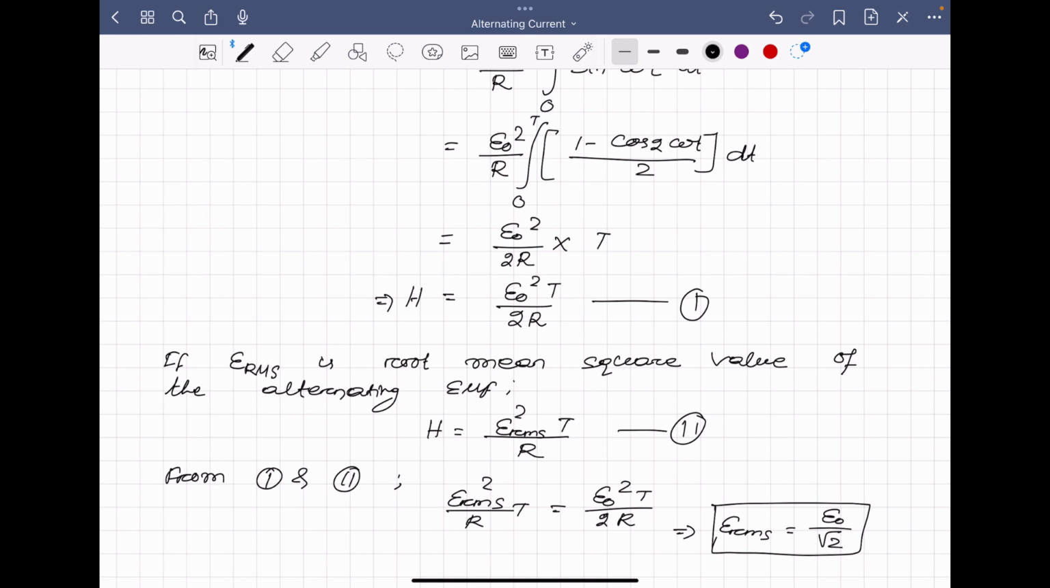Okay. Here also ERMS is 1 by root 2 times its peak value, or you can write ERMS is 0.707 times of E naught or peak value. That means E naught greater than ERMS greater than E average. Similarly, we can write I naught greater than IRMS greater than I average value. Okay, this is all about the lecture.